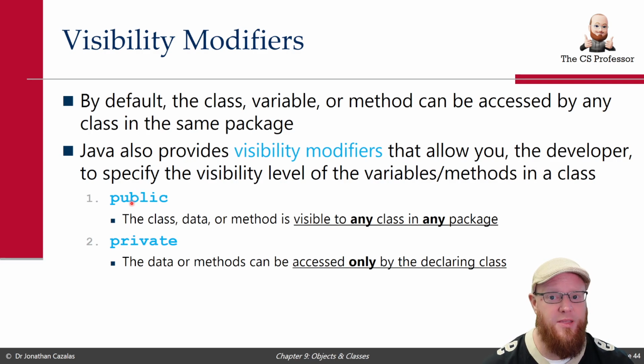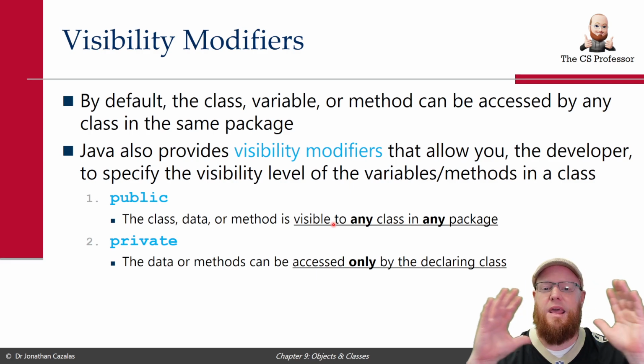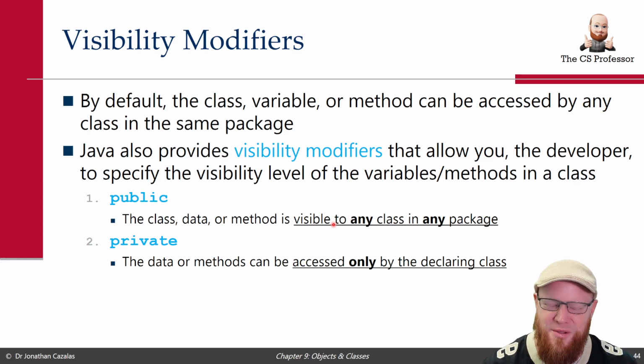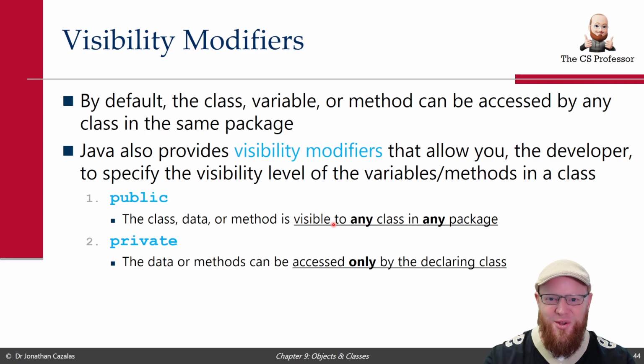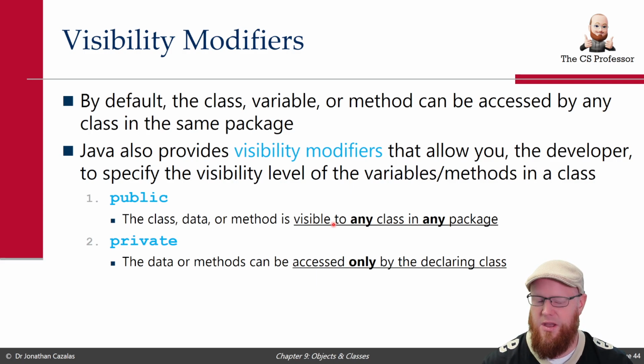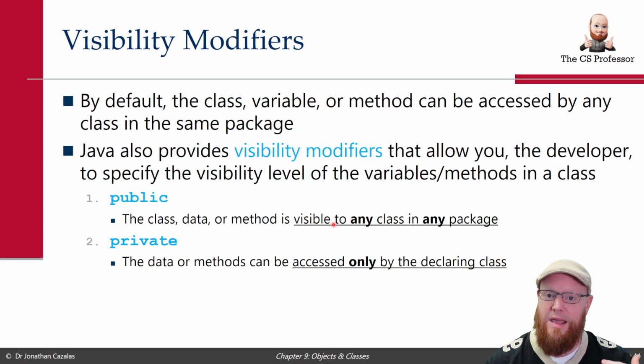So if you specify the word public before a variable, for example, or before a method, this means that you're allowing that variable or that method to be visible to any class in any package anywhere on Earth. Not anywhere on Earth. Within your, of course, your computer, within your project environment. That's what public does. Visible to any class inside any package. But the key word there is any class and any package.